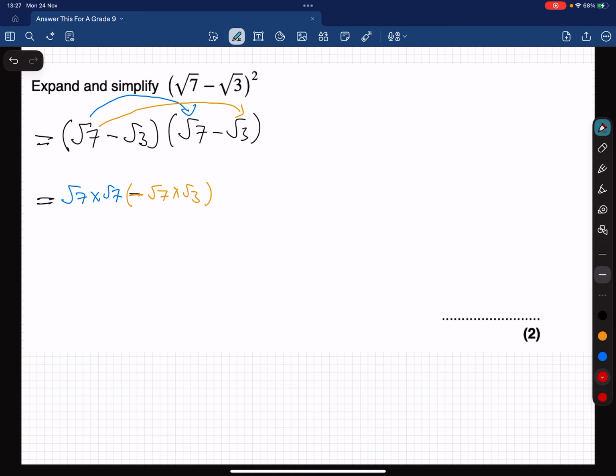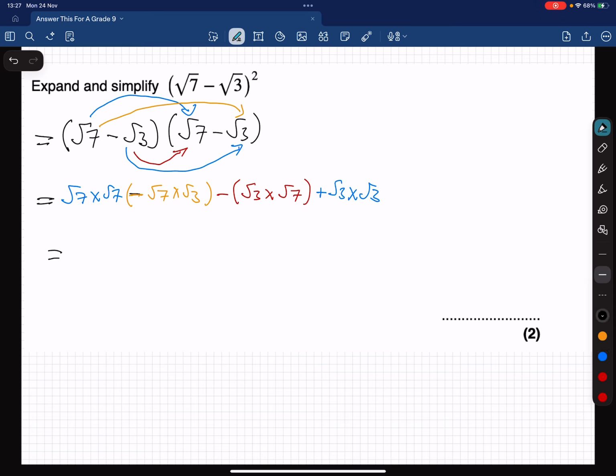And now we need to do minus root 3 times root 7, that should be a minus root 3 times root 7, and then we're going to do minus root 3 times minus root 3, which is equal to plus root 3 times root 3.